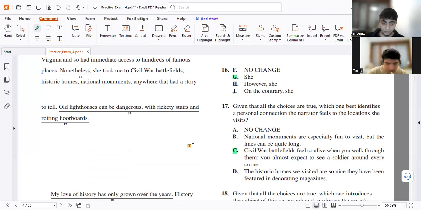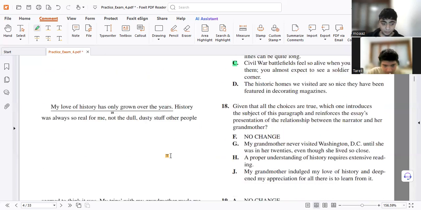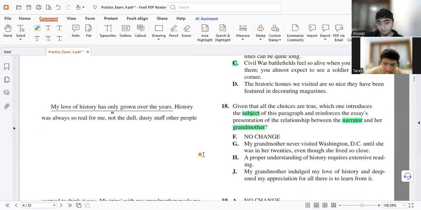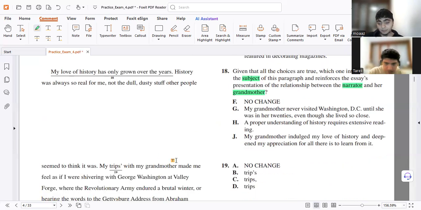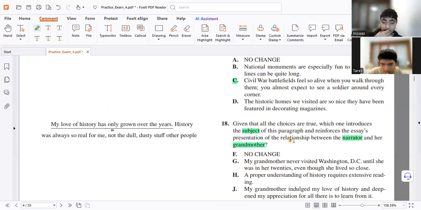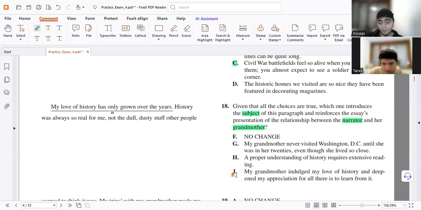Good homework. And then 18. For 18, I think it's G. Letter G, wrong. We need to go again. Read the correct. J. Remember, we need to target the subject of this paragraph, so you need to read the paragraph quickly, and at the same time show the relationship between them. So it's better to be letter J.